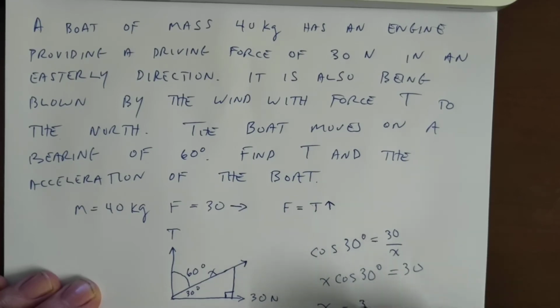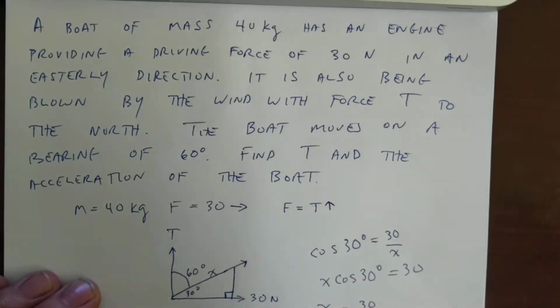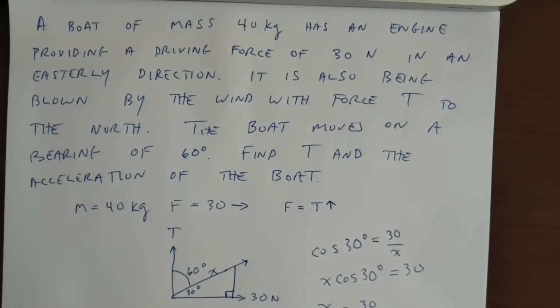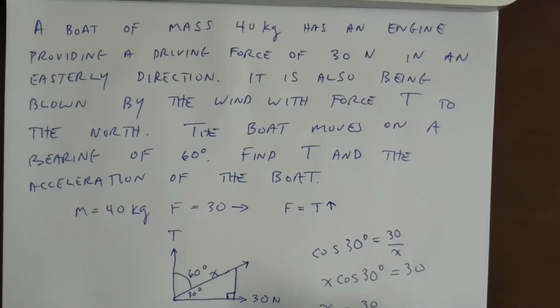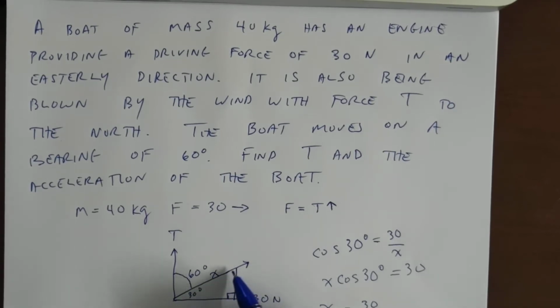So I'm just going to divide 30 by the cosine of 30, and I will have this vector force. Okay, and we find out that x is actually 34.64 newtons. So that's what this force is.